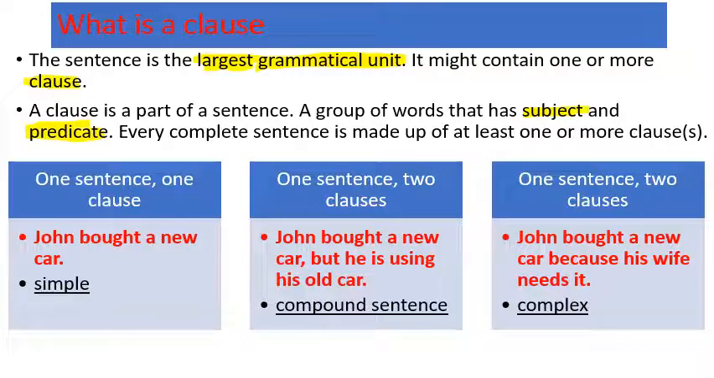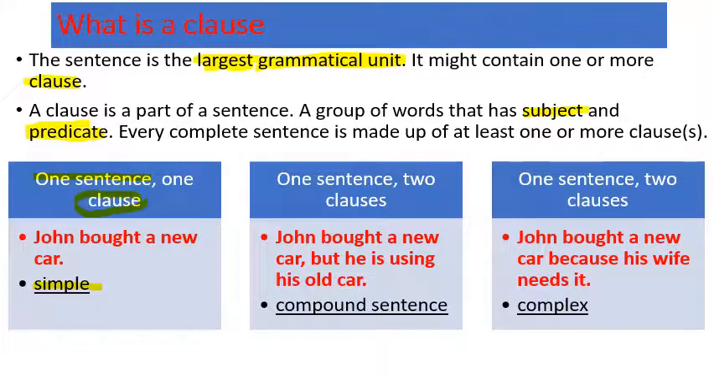Let's see. For example, John bought a new car. This one has one sentence and one clause. It has a subject, John, and "bought a new car" is the predicate. And this is called a simple sentence. One clause, simple sentence.